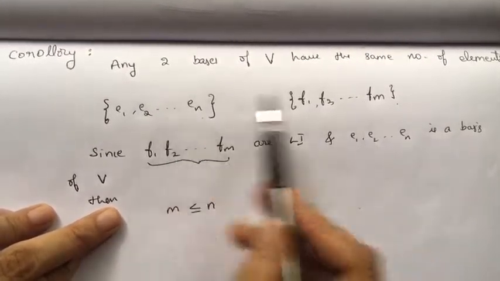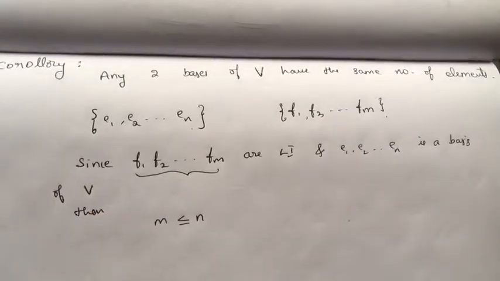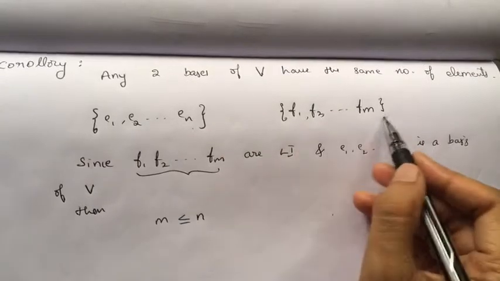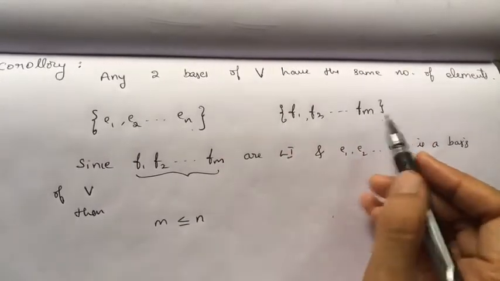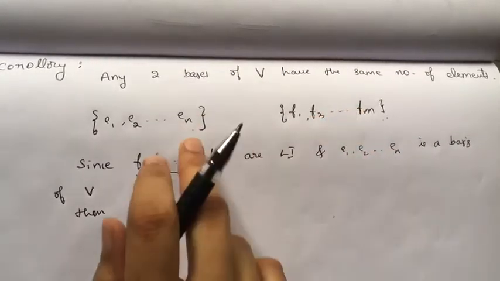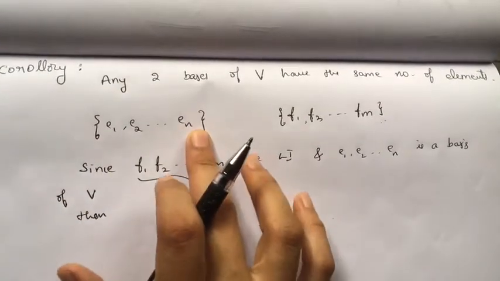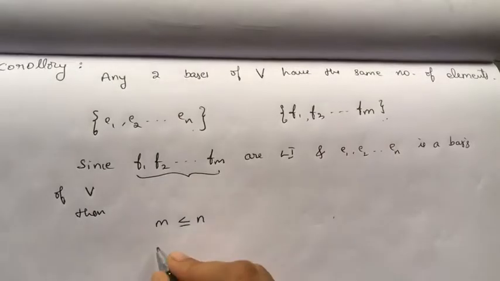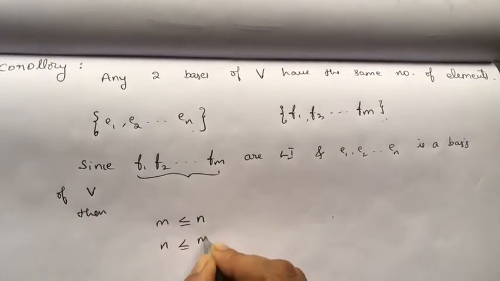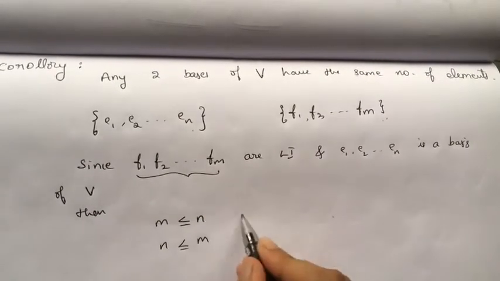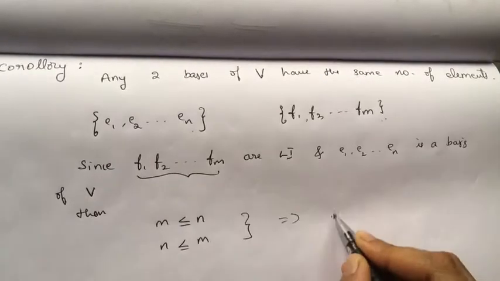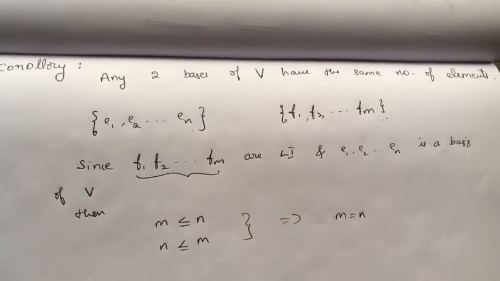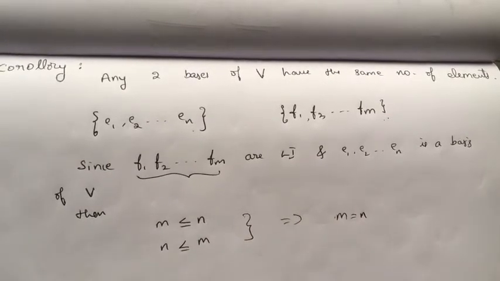In fact, both are bases. I just considered one as a set of linearly independent vectors and the other as a basis. If I consider the E's as a set of linearly independent vectors and the F's as a basis, then n must be less than or equal to m. So from these two you can say that m equals n. That means two bases have the same number of elements.